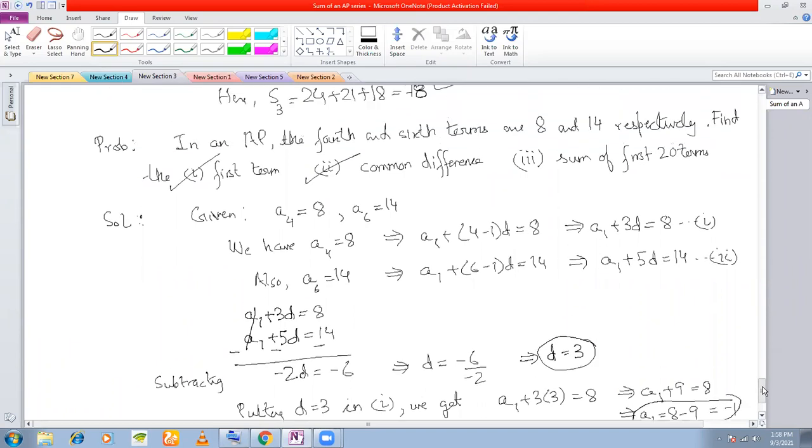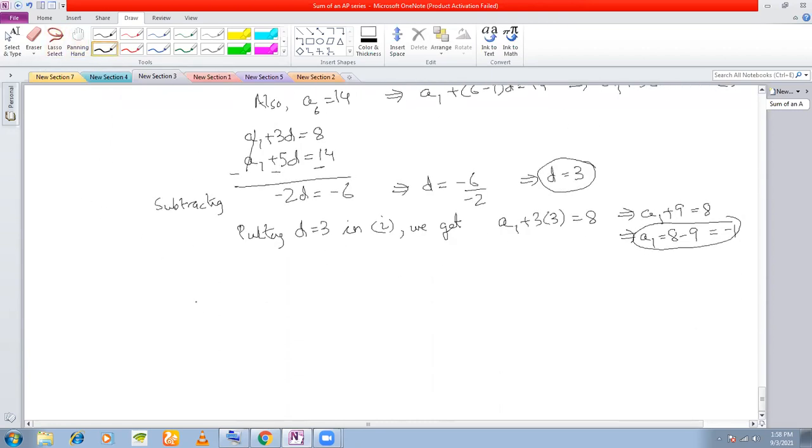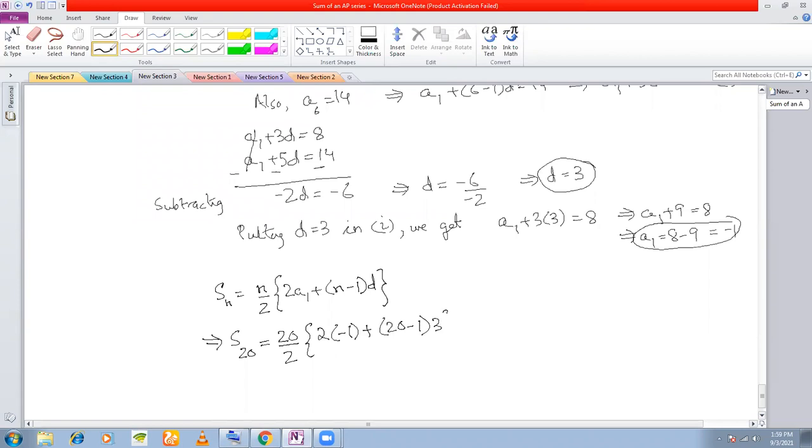Now the next question is the sum of the first 20 terms. That means you will have to find S20. So first write the formula. Sn, sum of n terms, is equal to n by 2 into twice A1 plus n minus 1 into D. That means S20, sum of the first 20 terms, n by 2, that is 20 by 2, twice A1, A1 is minus 1, plus 20 minus 1 and D is 3.